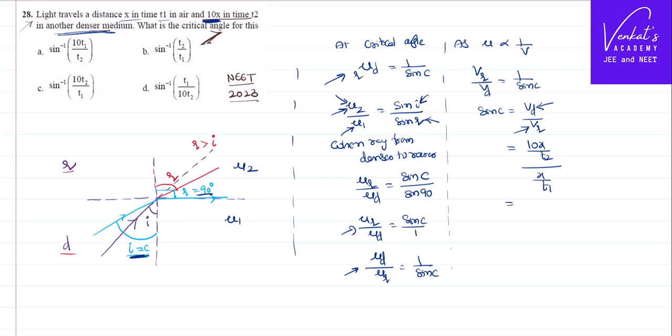So what happens when I reverse this? 10x by t2 and t1 by x. x and x will cancel. So sin c equals 10 t1 by t2. So the critical angle c equals sin inverse of 10 t1 by t2. That's the answer to the problem: c equals sin inverse of, the first option, 10 t1 by t2. This is how we solve this problem. Thank you for watching.